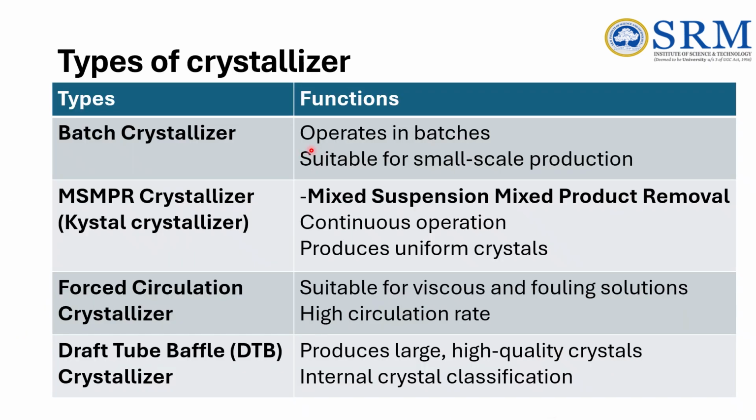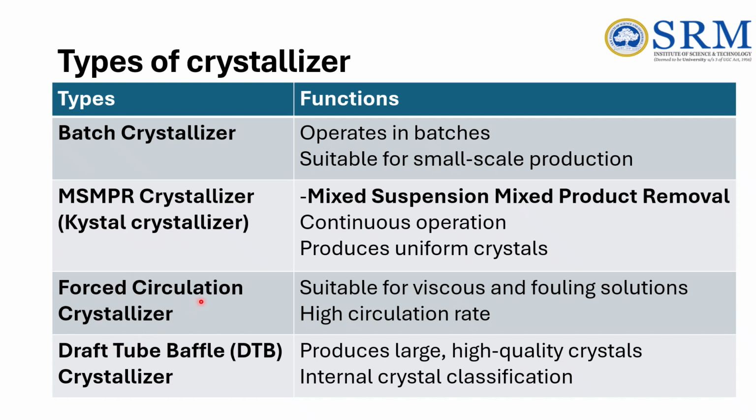Coming to the types of crystallizer, there are different types mentioned in different textbooks and also videos. This is one such classification, where it is classified based on function, like batch and continuous. Batch is suitable for small scale production, and in continuous you can have the mixed suspension, mixed product removal crystallizer. It is a continuous crystallizer and it produces uniform crystals.